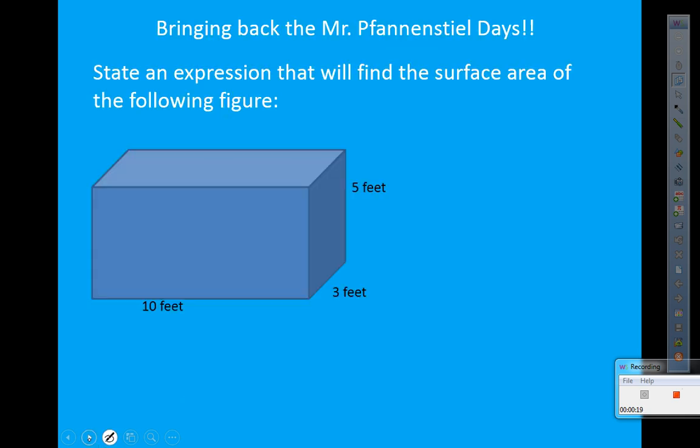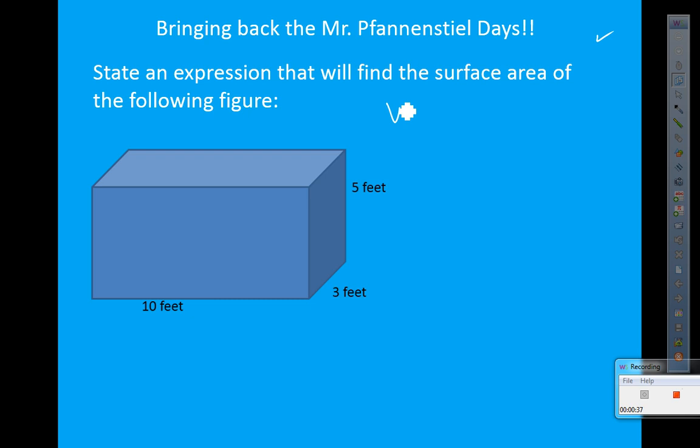But here's where I need to go very first with you. I need to take you for a trip down memory lane. I need to make sure that you remember how to find volume and surface area of some simple geometric figures. I only have to find the expression that will find the surface area of this.